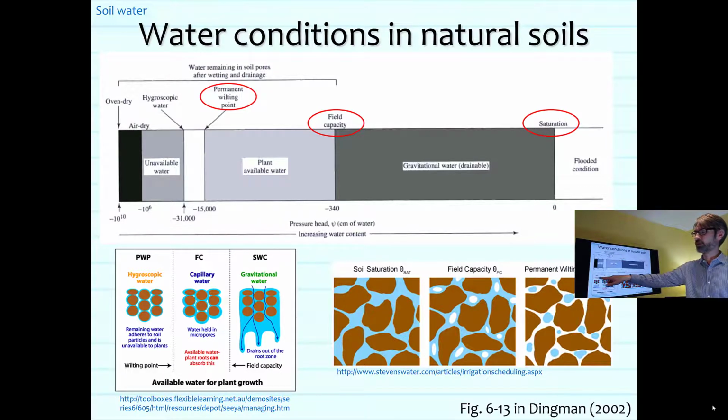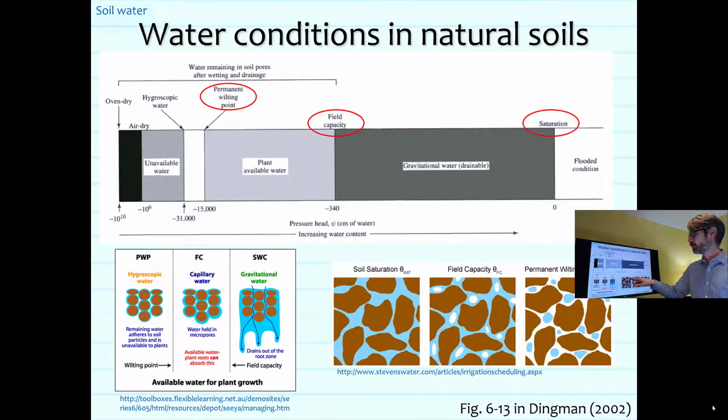And here's a number of figures that show what the permanent wilting point looks like, as well as hygroscopic water, which is just the water that's coating the grains. Here's where you have gravitational water draining, and here's field capacity.